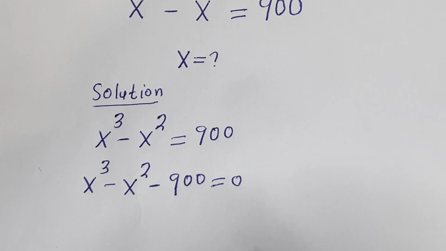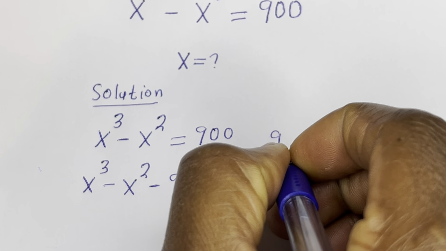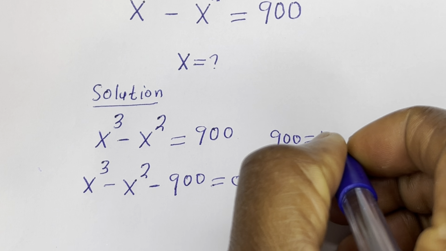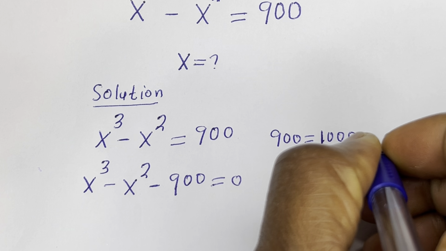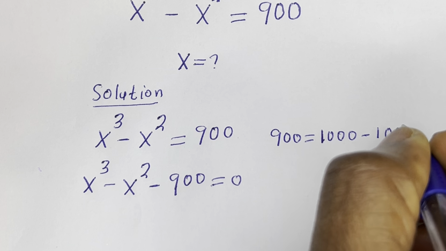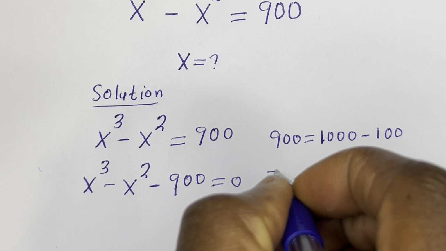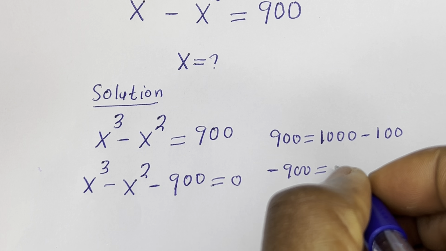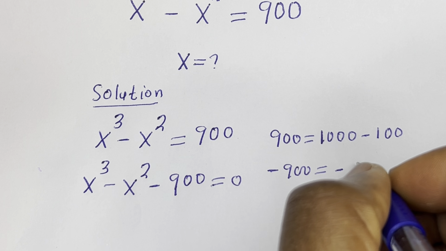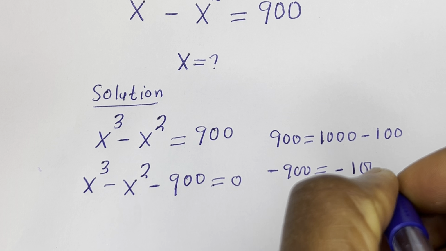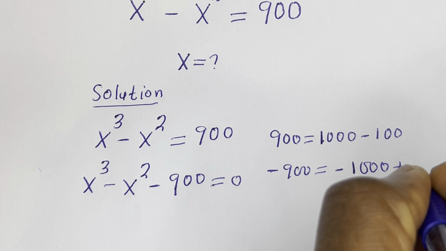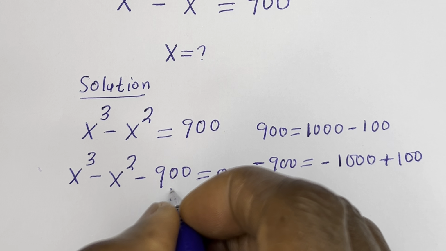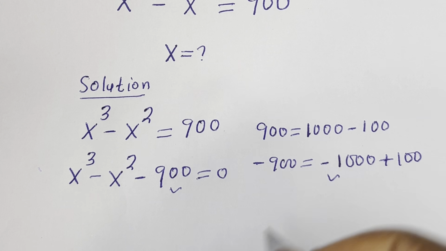Take note of this, that 900 is equal to 1000 minus 100. Then minus 900 will be equal to minus 1000 plus 100. Now let's replace this by this.